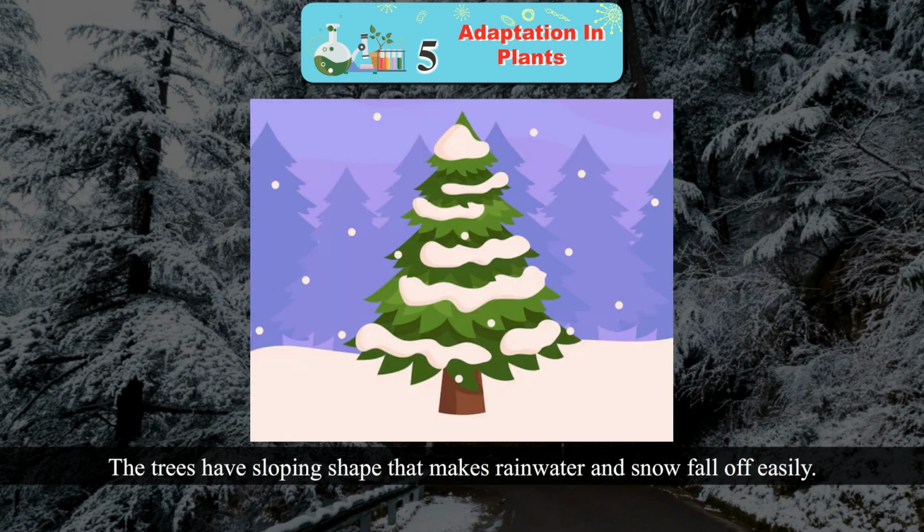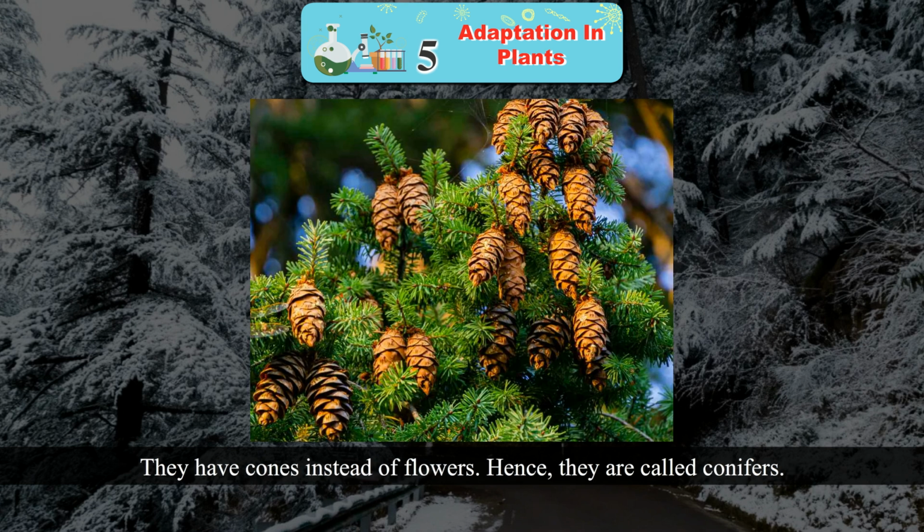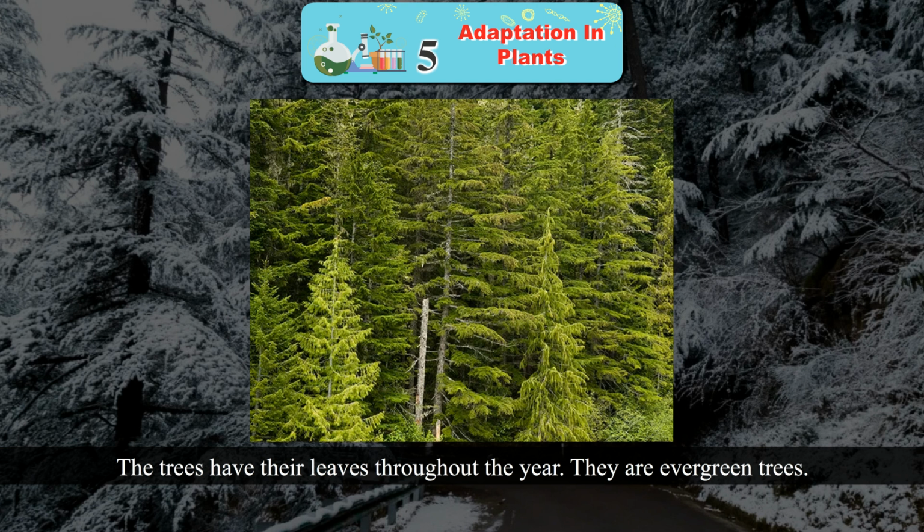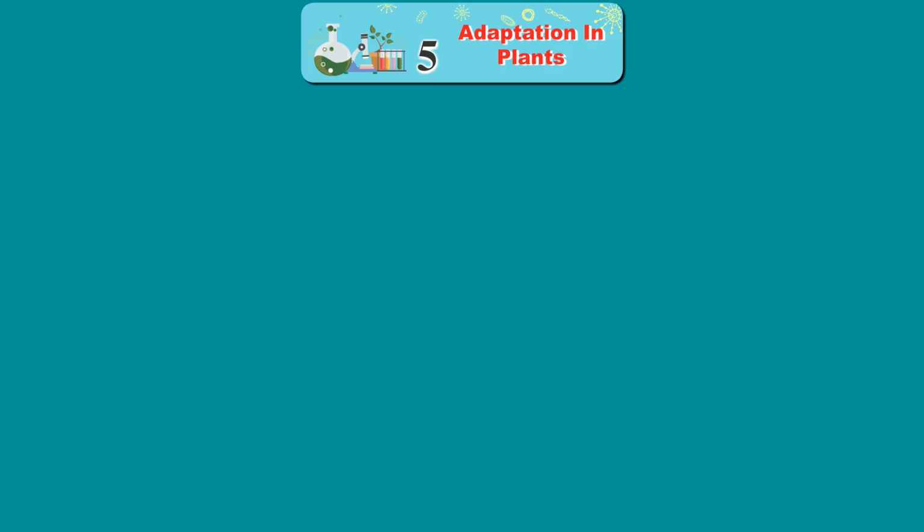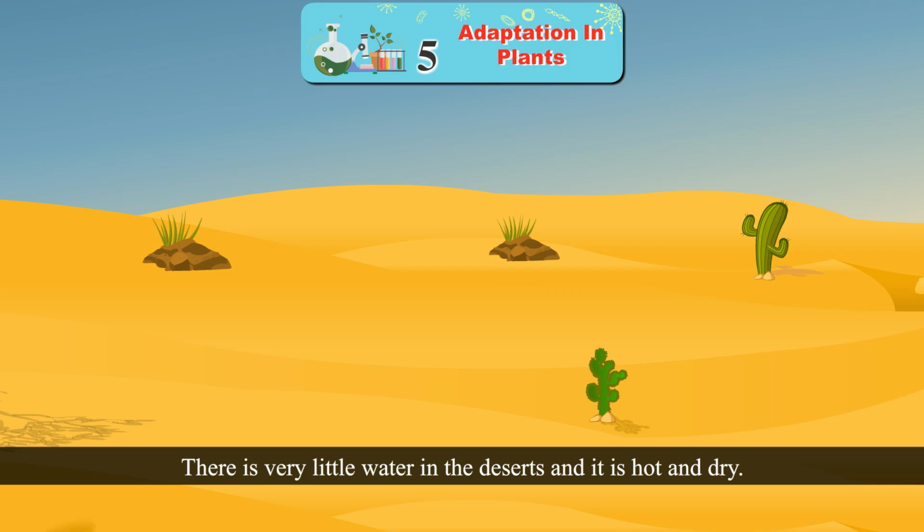The trees have a sloping shape that makes rainwater and snow fall off easily. They have cones instead of flowers, hence they are called conifers. The trees have their leaves throughout the year. They are evergreen trees. In deserts, there is very little water and it is very hot and dry.